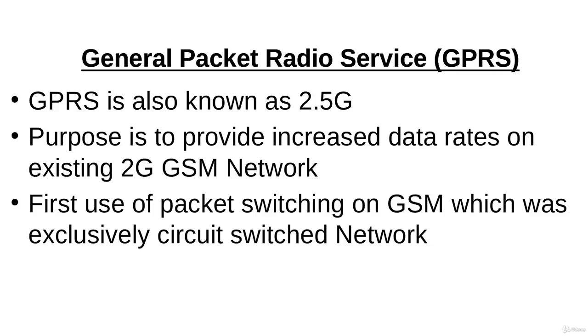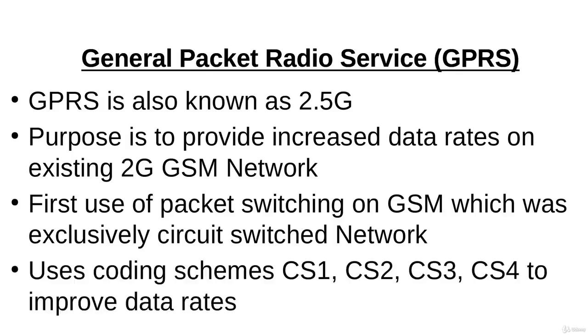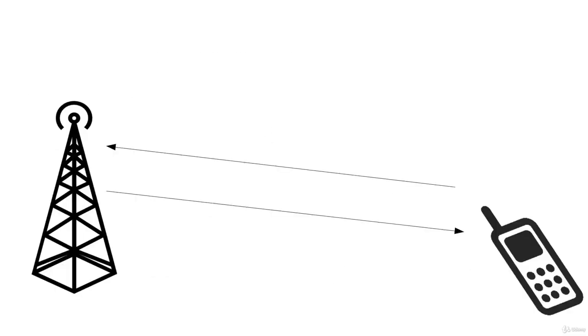And this GPRS service is basically a packet switch service on a GSM network which was previously exclusively the circuit switch network. Now the question comes that how do we achieve these higher data rates on GPRS? To achieve these higher data rates on GPRS, basically we use the coding schemes CS1, CS2, CS3 and CS4. And how do we do that? We come to this right now.